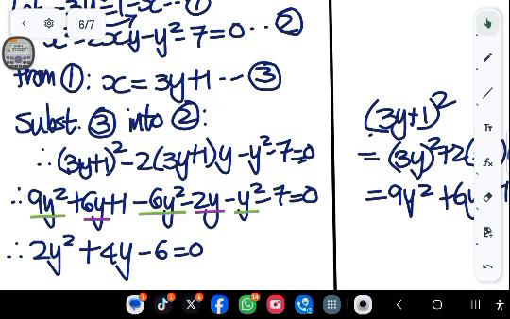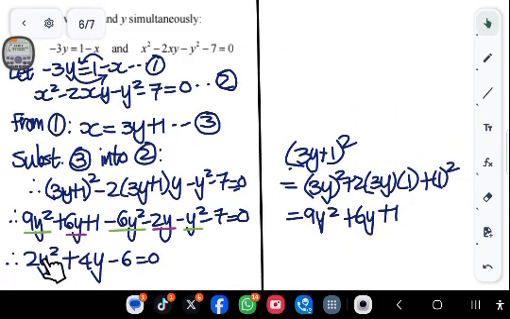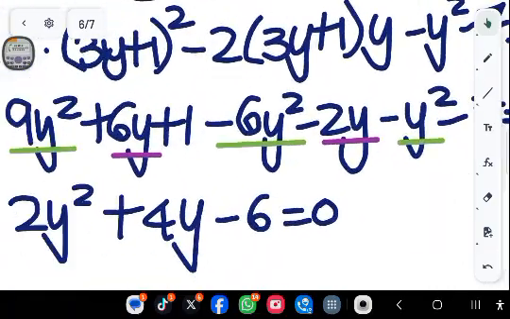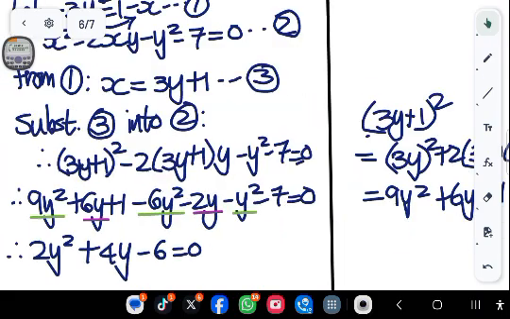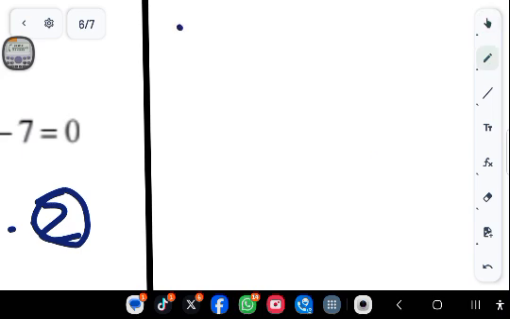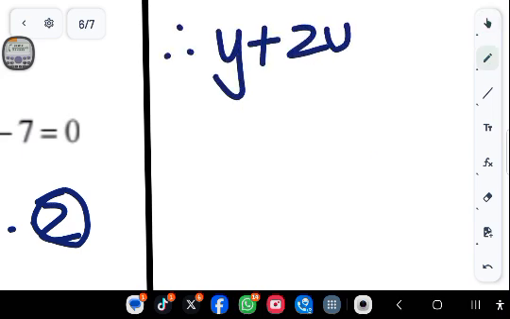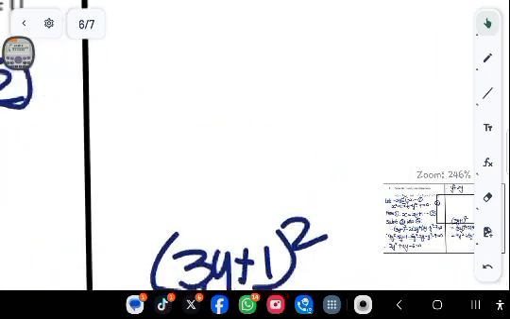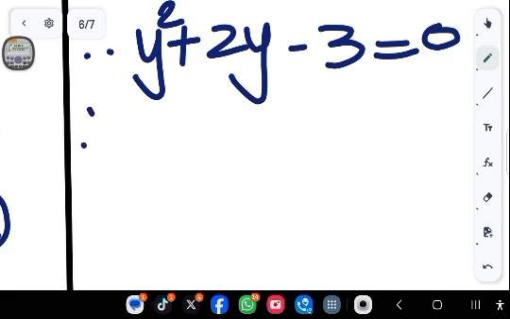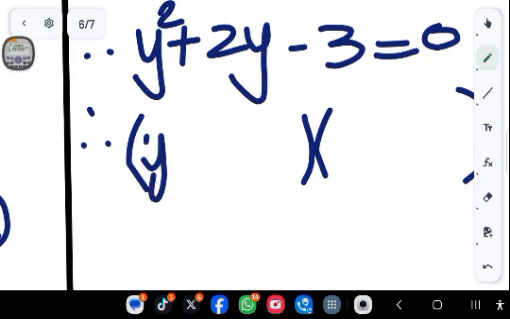Now we factorize. Divide throughout by 2, so we simplify this. So this divided through by 2 gives us y squared plus 2y minus 3 equals to 0. That's when we divide throughout by 2. So we factorize. Factors of 3 are 3 and 1.